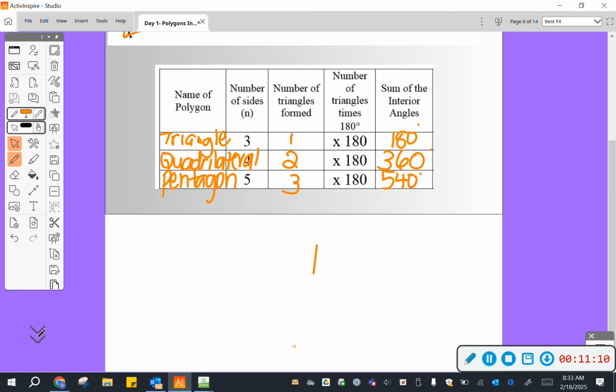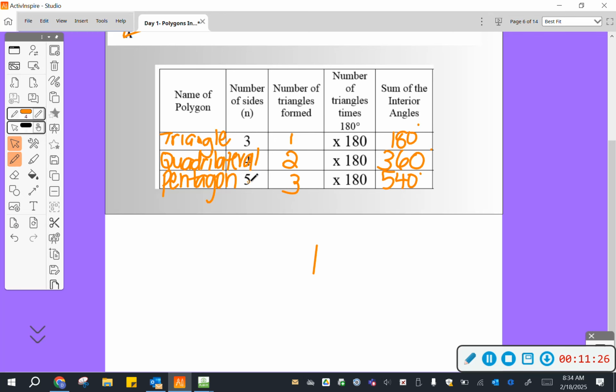What about 2? I take 2 away. If it's 5 sides, do you see I took 2 away? Everybody with your head down, I need your head up and looking at my board. This is important. Look up at the board.